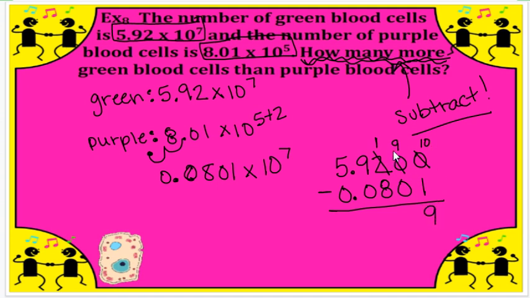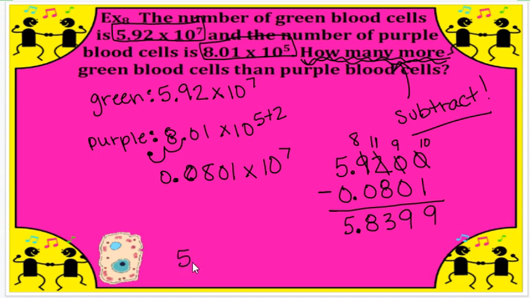10 minus 1 gives us 9. 9 minus 0 is 9. 1 minus 8, I can't do that. I've got to borrow again. The 9 becomes an 8, and this one became an 11. 11 minus 8 is 3. 8 minus 0 is 8, and 5 minus 0 is 5. Bring the decimal straight down.